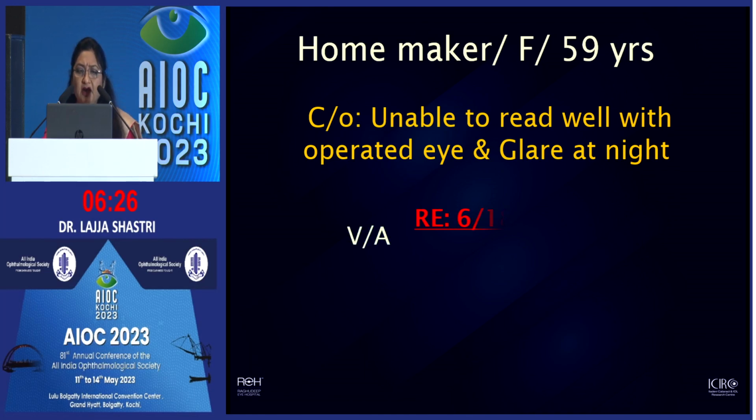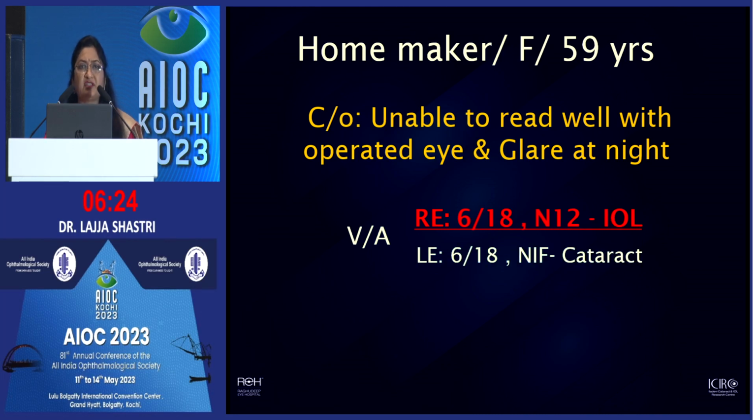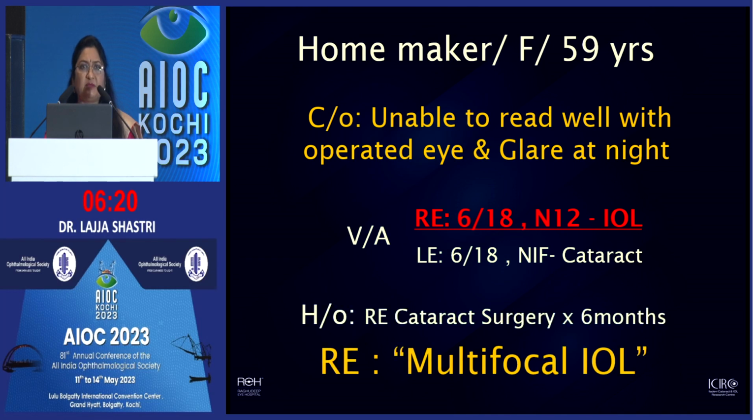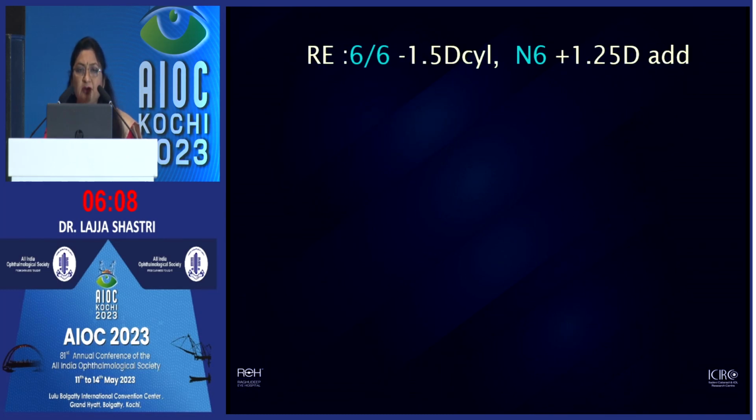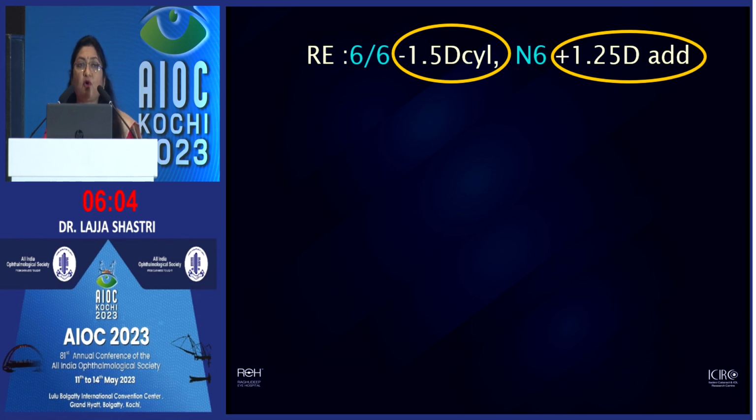Now, when I look at her visual outcome in the operated eye, which is the right eye, and when I ask her if she's using any glasses, she tells me, why would I need to use glasses? I am told that I have a multifocal lens implanted. I will not need to use glasses either for distance or for near. Now, with this information, when I look at her refraction, what I find is that her vision improves to 6/6 with astigmatic correction and N6 with a low add power.